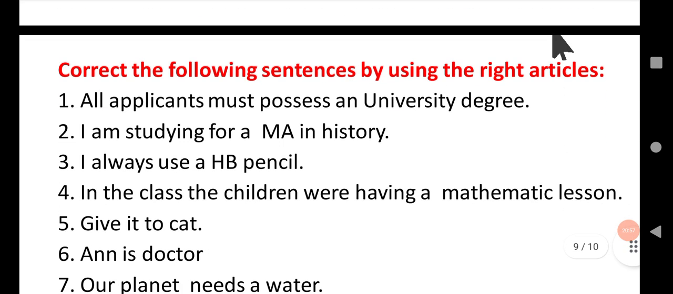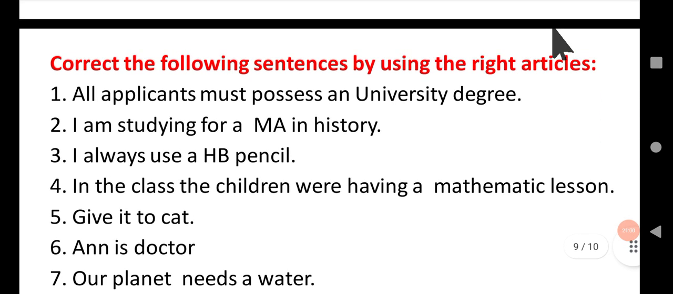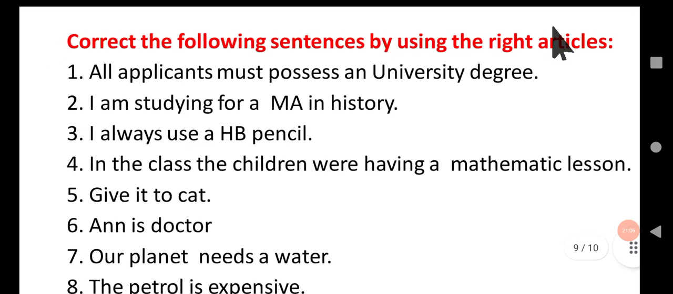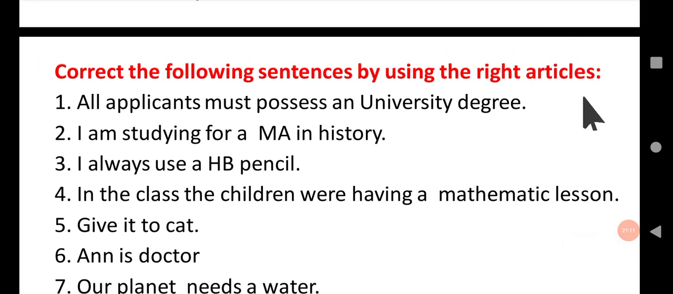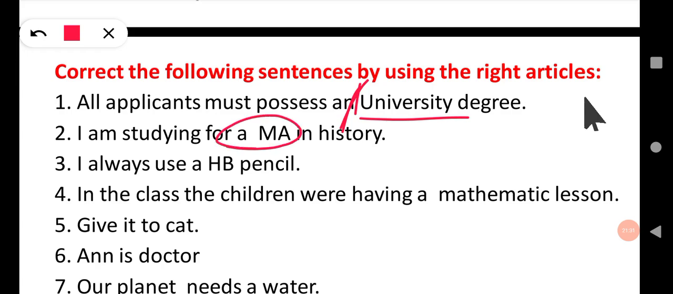Next one. Correct the following sentences by using the right article. So there is the usage of wrong articles in this section, so you have to correct these articles. Let us see. All applicants must possess an university degree. No, this is a university degree, not an, because it starts with a consonant sound. Next one. I am studying for an MA history. Here MA, the pronunciation starts with a vowel sound, and here you have to use an.